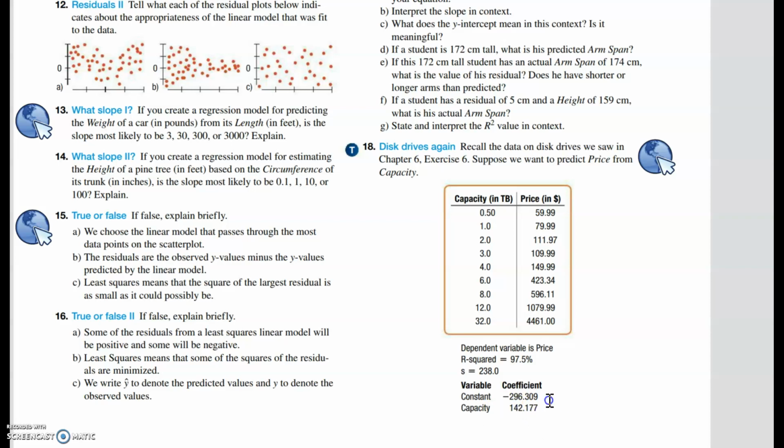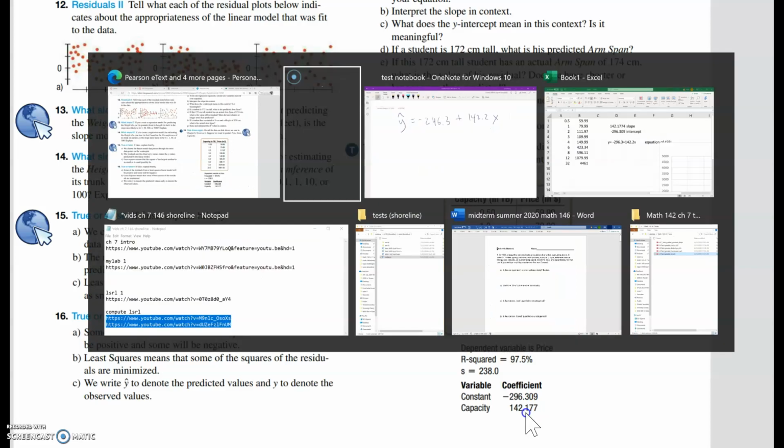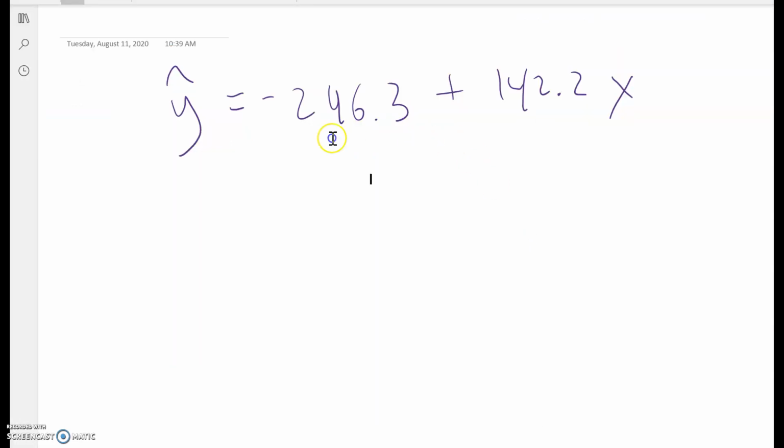And so that would tell you that your equation would be the quote unquote constant, negative 296.3, plus, and then where it says coefficient, 142.2. That's your slope times x. All right, and actually that's the answer to part A of this question, what's the equation.